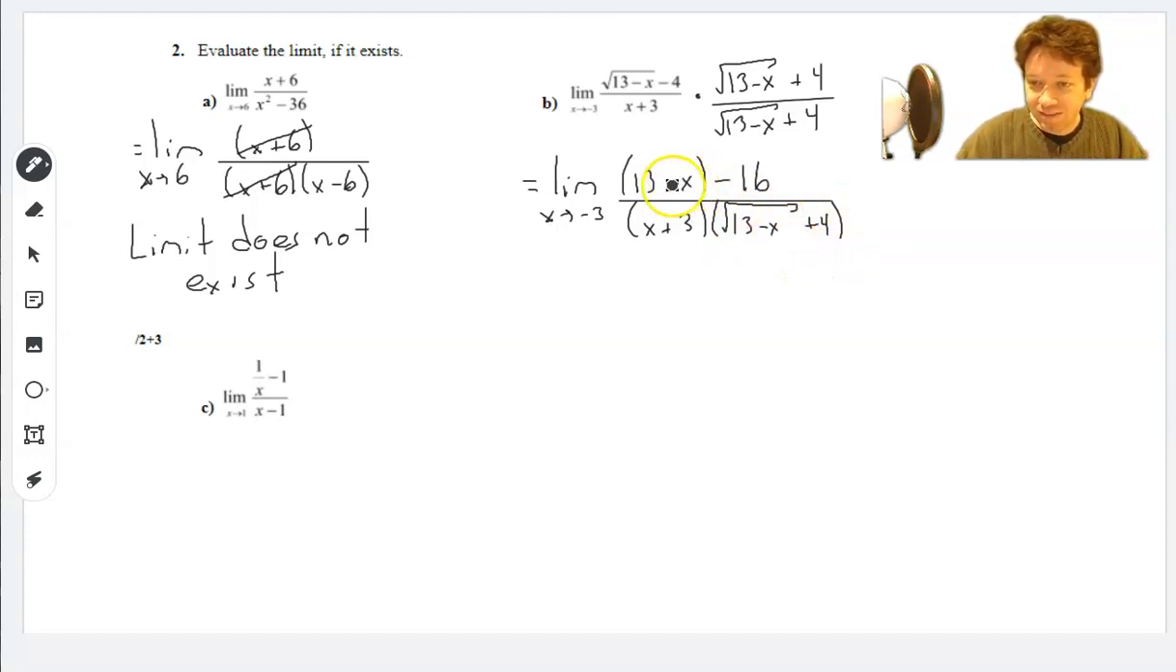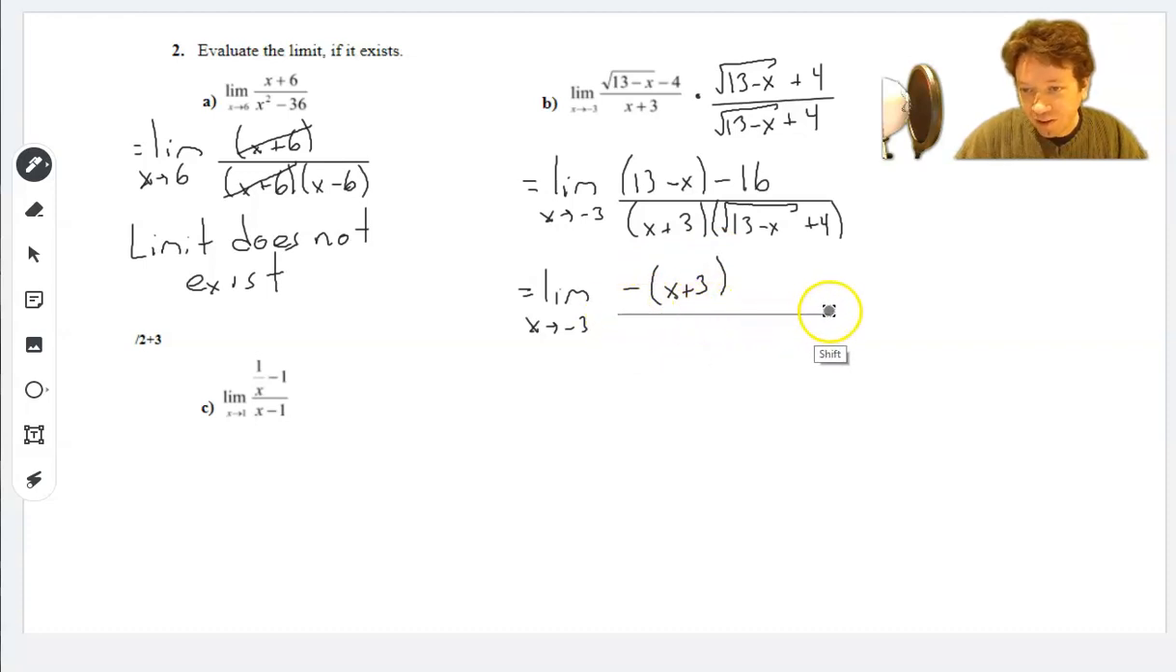When you do that, notice we have a negative x on the numerator, and if you do 13 minus 16, you get minus 3. So what I'm going to do is pull out a negative 1. And if I pull out a negative 1, I get x plus 3. I'm not going to change anything on the denominator. You can probably see where I'm going with this. I want to get rid of x plus 3. So when x plus 3 cancels, I'm left with negative 1 over this.